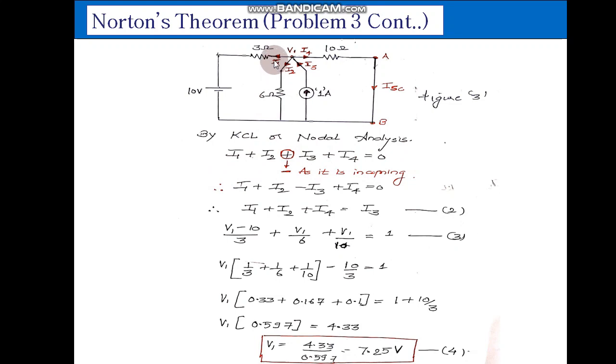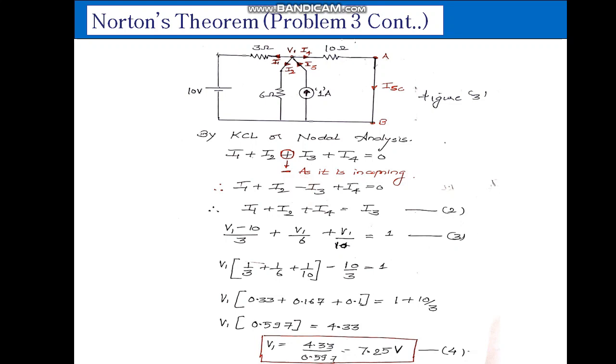So KCL says that the algebraic sum of all the currents must be equal to 0. So here the currents are I1, I2, I3 and I4. But I1 is outgoing current, I2 is outgoing current, I4 is outgoing current, but I3 is incoming current. So incoming current I have marked as minus because I am taking outgoing current as plus. The very simple rule: outgoing current is taken as plus, so incoming current has to be taken as minus.